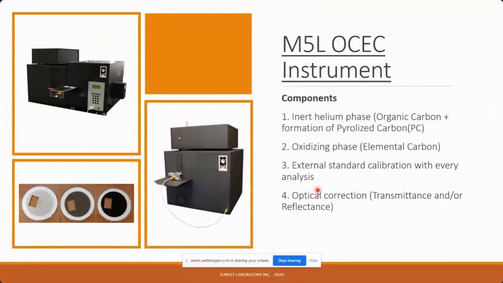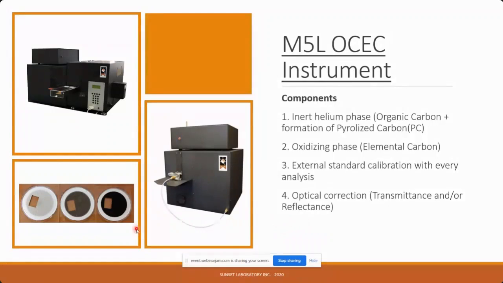So this is what the equipment looks like. As I was beginning to talk about in the previous slide, it consists of 4 major components: the inert helium phase, the oxidizing phase, which is the second phase, the external standard, which is injected into the analysis at the end of every run, and then finally the optical correction, which is the interpretation of the transmittance or reflectance signal.